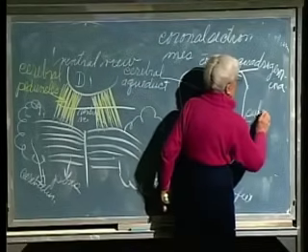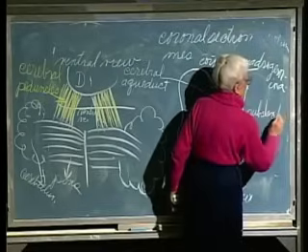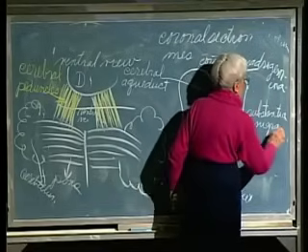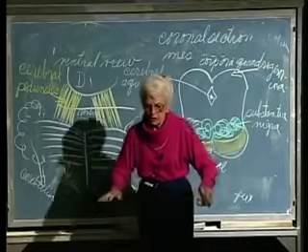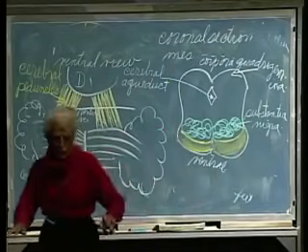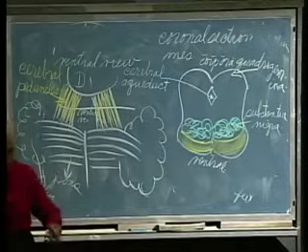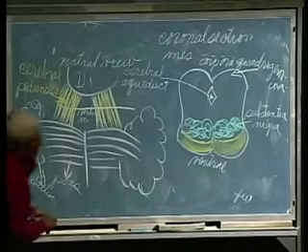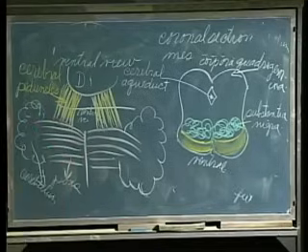Substantia nigra. If you see me sitting here doing this, it means I'm losing cells in my substantia nigra. Parkinson's disease. We'll pick that up next time. Let's review.